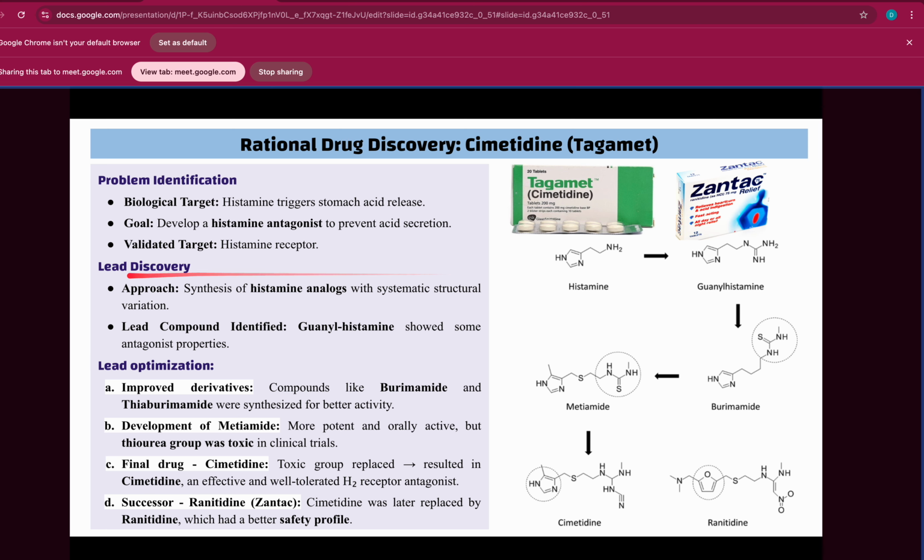Now the lead will be discovered. So how to discover the lead? The approach is to synthesize histamine analogs with systematic structural variations. In this, different variations are made in the histamine. After the variations are done in histamine, they will be like analogs. They will mimic the structure of histamine, so they are referred to as histamine analogs. Now the lead compound which was identified was guanyl histamine, which showed some antagonist properties against histamine.